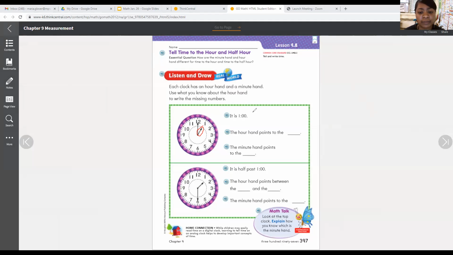It is 1 o'clock. The hour hand points to the 1. And the minute hand is the long hand, and it points to the 12. All right. It is half past 1 o'clock. We learned about half past yesterday. The hour hand points between what two numbers? It's between the 1 and the 2. The minute hand points to, so this long hand is pointing to the what? It's pointing to the 6. Now let's continue to expand our knowledge.